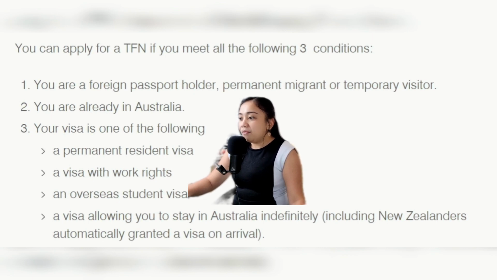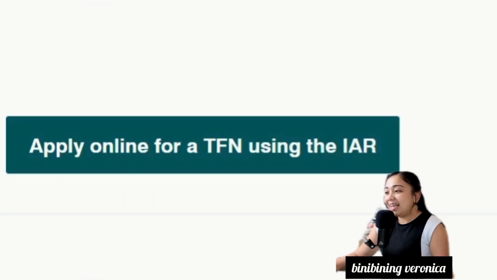So, if you are a foreign passport holder, permanent migrant, or temporary visitor, you are already in Australia, and your visa is one of the following: a permanent resident visa, a visa with work rights, an overseas student visa, or a visa allowing you to stay in Australia indefinitely, including New Zealanders, automatically granted a visa on arrival. You can apply for a TFN online, and in my experience, getting a TFN was actually the easiest to complete out of the many to-do lists to move and settle in Australia.